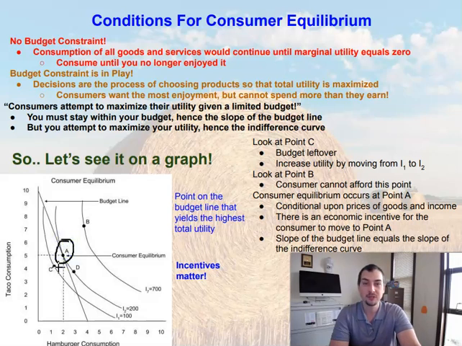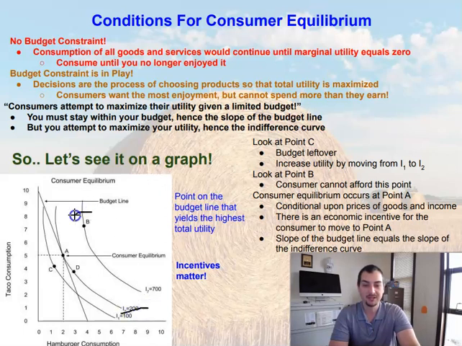By moving to point A, we would actually increase our satisfaction from I1 to I2. So there's an incentive there to move from C to point A. That incentive is more satisfaction, more enjoyment. We're attempting to maximize that utility by being on that outermost indifference curve. So if we're trying to maximize our utility, why would we stop at I2?